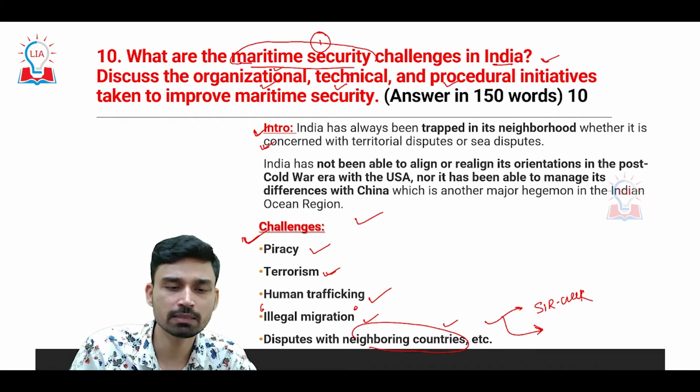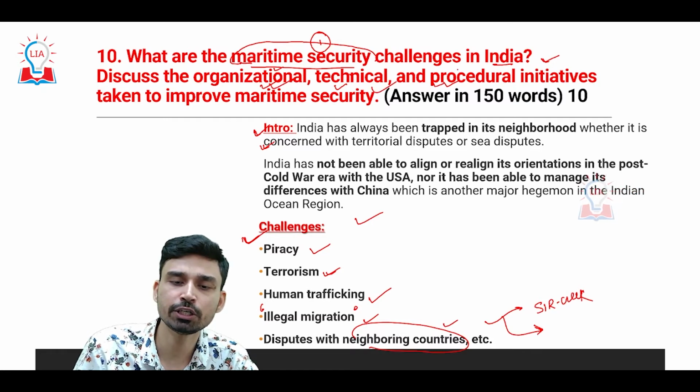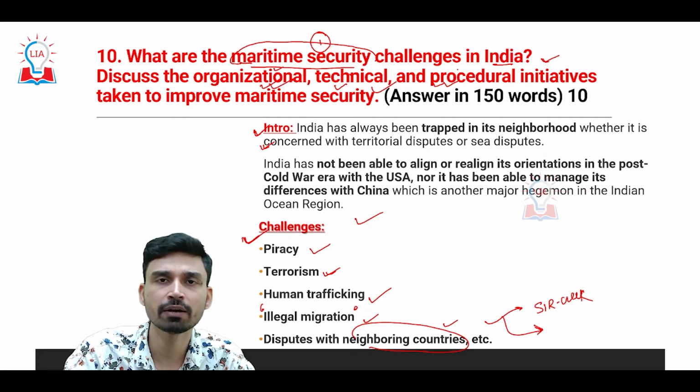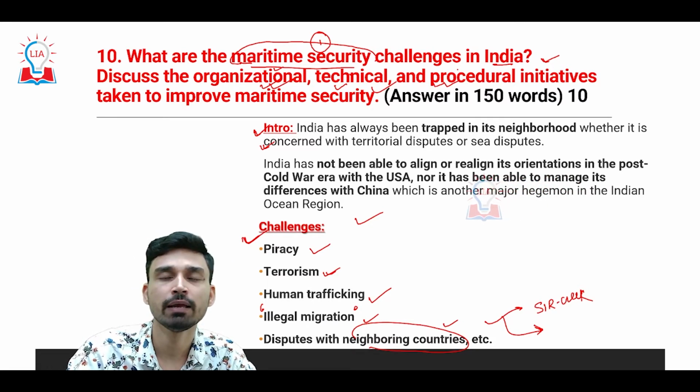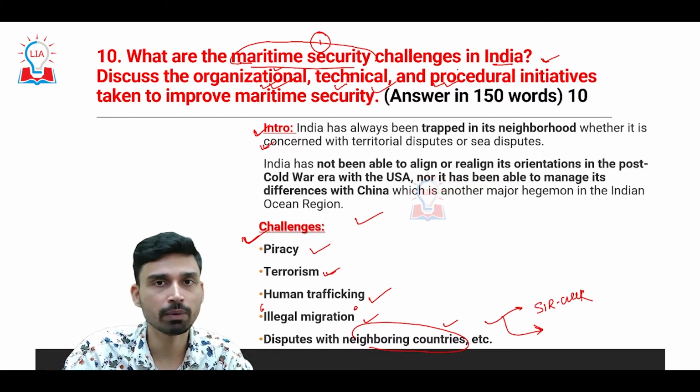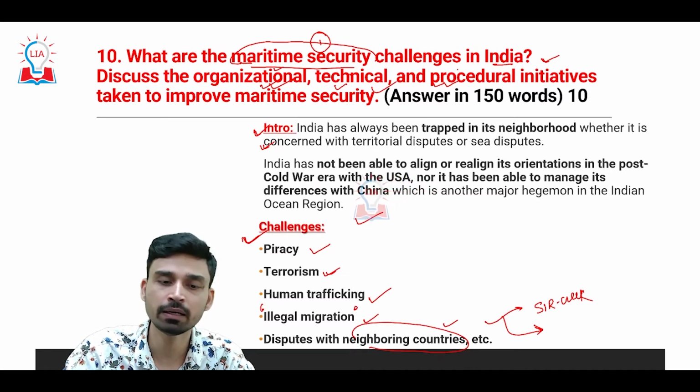And then you have to discuss the organizational initiative, technical initiative, and procedural initiative. On an organizational basis, we are trying to create marine police forces. We are trying to strengthen the Indian Coast Guard. We are trying to create a three-layered structure around coastal areas, the first layer being guarded by the marine police force, the second layer by the Coast Guard, and the third layer by the Indian Navy.